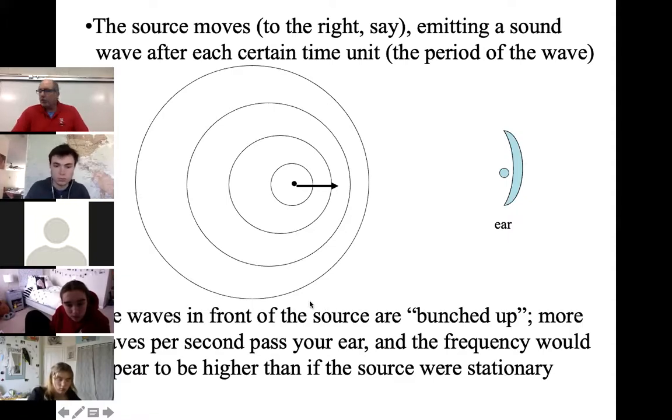So the waves in front of the source are bunched up. If you're over on this side, more waves pass your ear per second. And if more wavelengths pass your ear in the same medium speed, that means the apparent frequency would be higher. Then the frequency if you're behind it, I'll get to that in a minute.